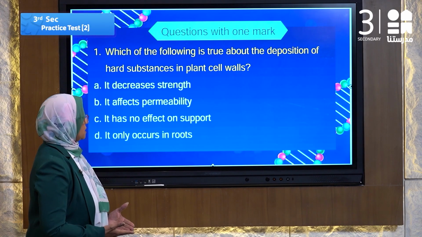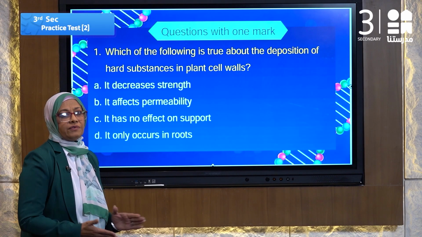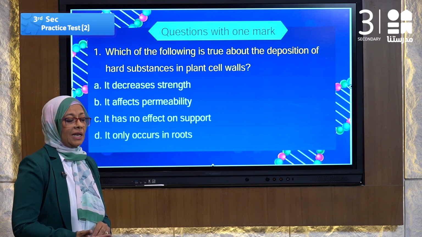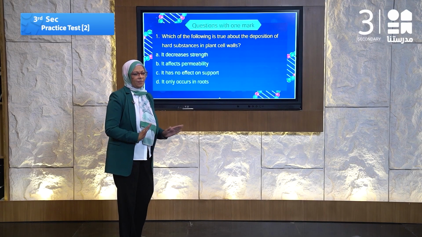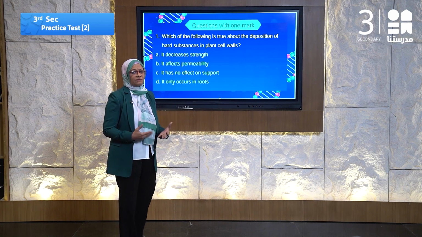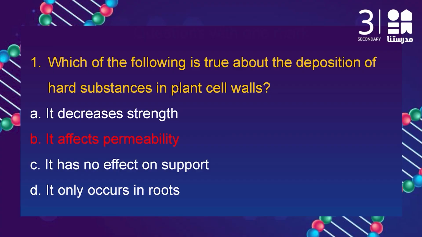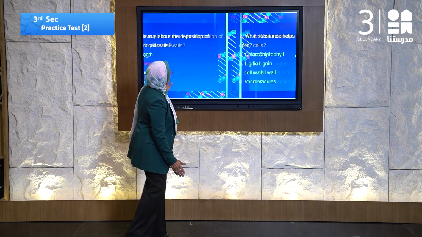It only occurs in roots? No, it's not found only in roots, because if it were found in the root, it would make the root impermeable. It prevents substances from entering or leaving the cell. Let's go to the answer. The answer: it affects permeability, which causes permeable, semi-permeable, or impermeable. Let's go to another question.